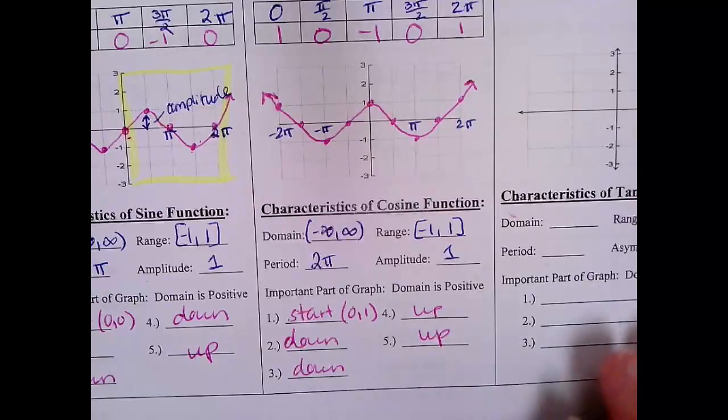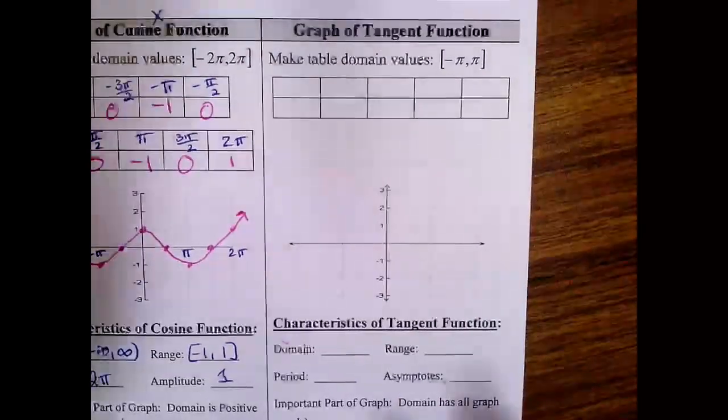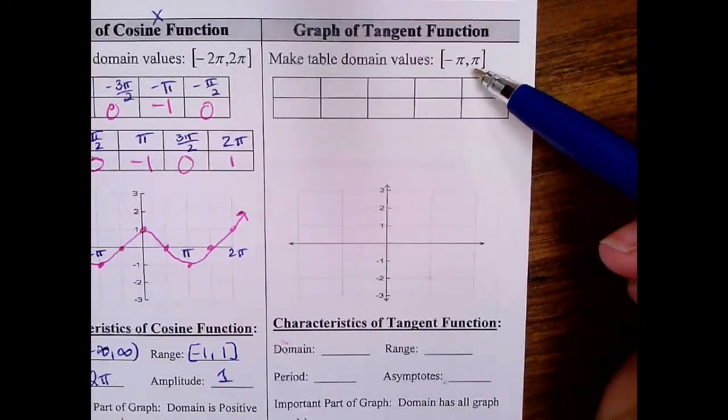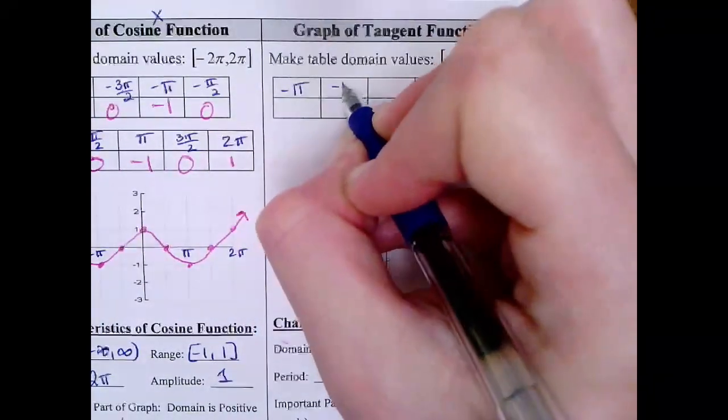Okay? Now, again, we're not going to be tested on tangent, but it is important to just see tangent, especially if you're going into higher math. This one is only negative pi to pi, and there's a reason why. So I'm going to go ahead and list all my halves here.